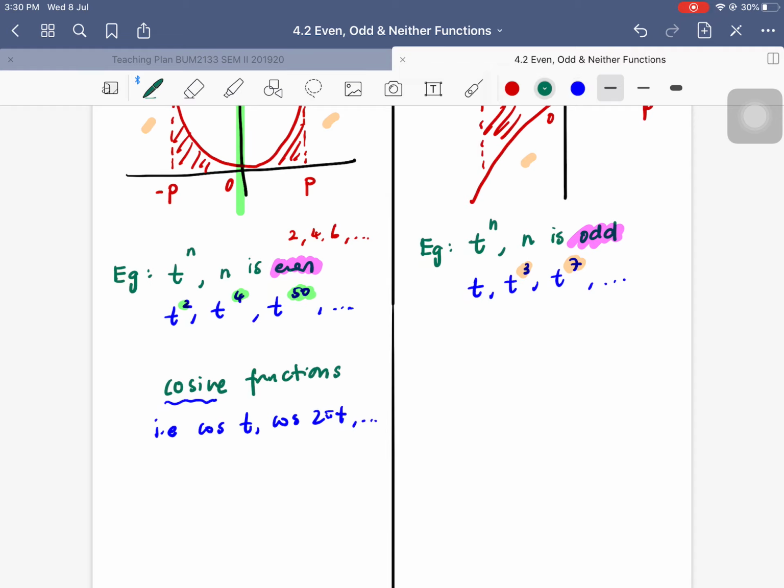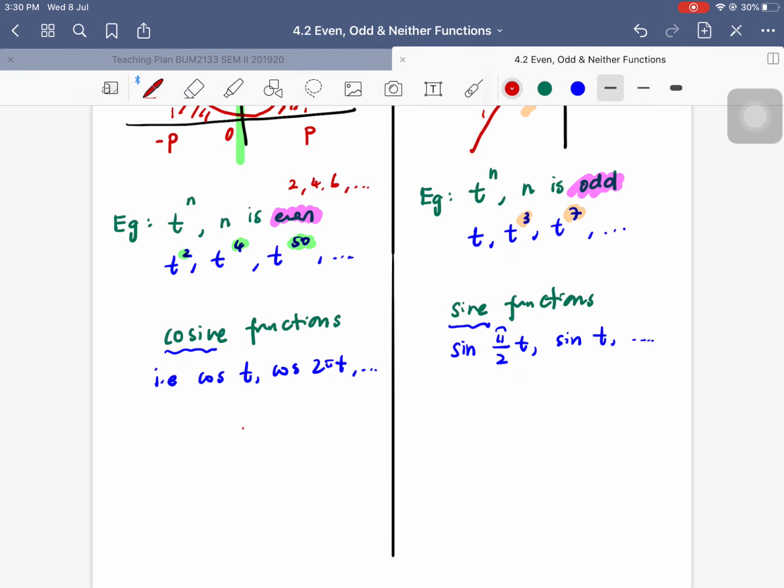Oppositely, sine functions are going to be categorized as odd functions. So if you come across something like sine of pi over 2t in your calculation, or just sine of t, as long as there is a sine function somewhere, automatically we know that this is going to fall into the odd function category. Why is cosine even and sine odd? That is because of the shape itself. So let me sketch for you the cosine and the sine function, so you can determine for yourself.